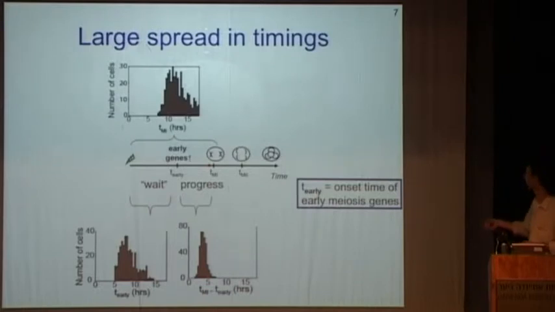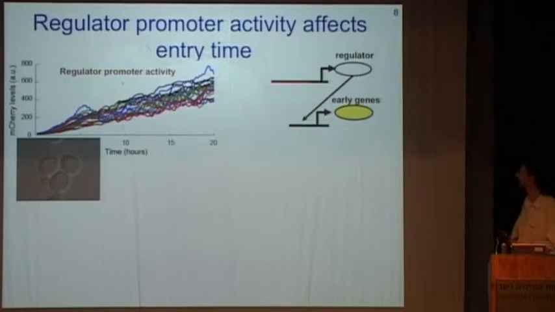We can increase the resolution a bit and enter another measurement point, which is the time the early meiosis genes kick in. We can further split this interval and ask how long they wait and how long they actually take to start and progress in the process. And the surprising answer is they wait most of the time.